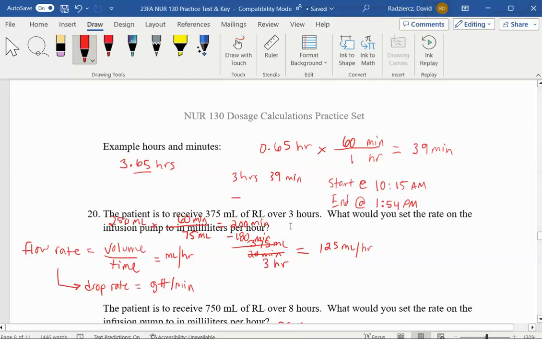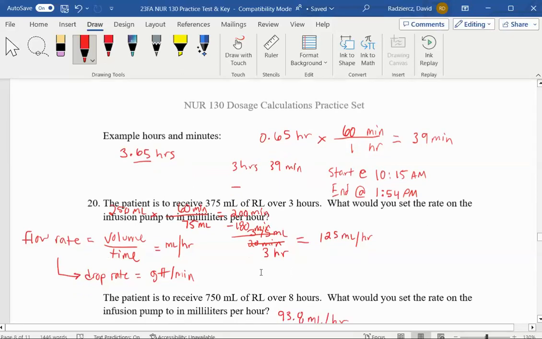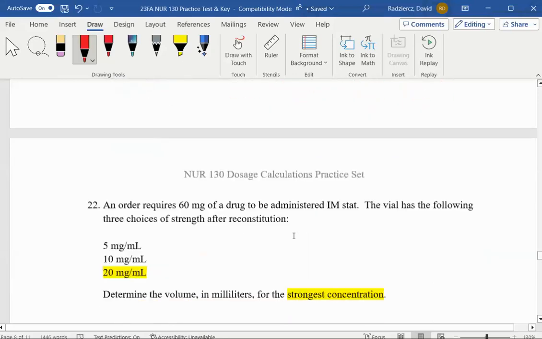So go ahead and look over the rest of the practice test. If you have any questions you want to see answered or work through, just let me know. Oh, I did say the reconstitution question. Sorry.